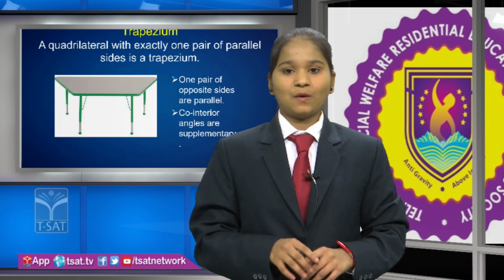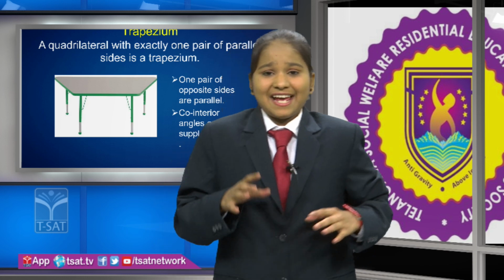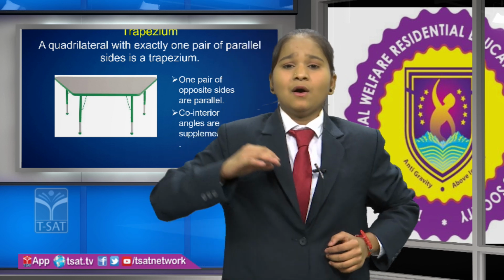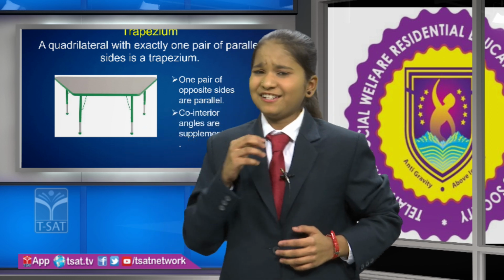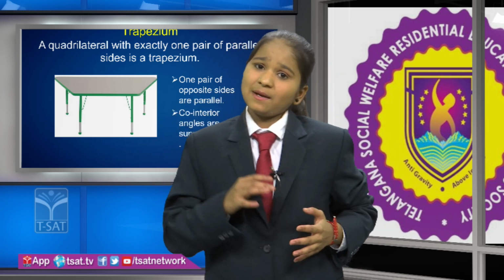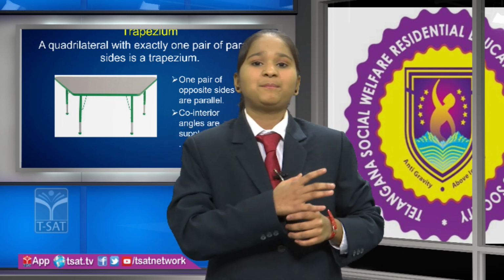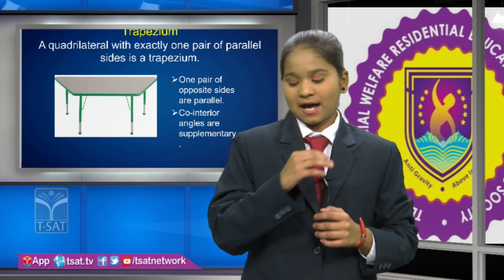And let us go to another quadrilateral. This is an interesting quadrilateral, that is nothing but the trapezium. A trapezium is a quadrilateral. In a trapezium, exactly one pair of opposite sides are parallel.